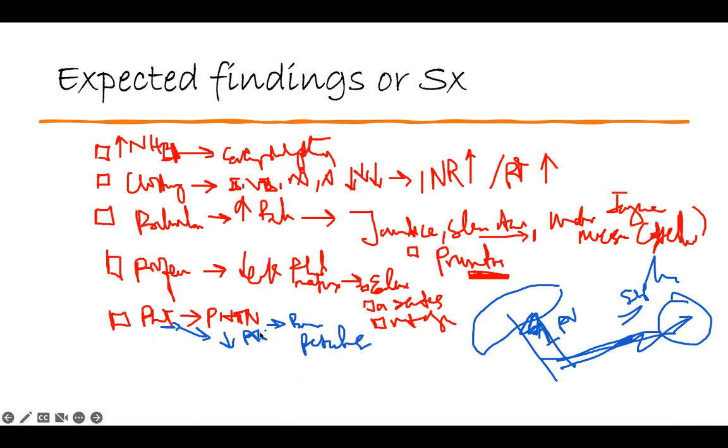So low platelets cause bruising, petechiae; protein deficiency leads to ascites, edema, weight gain; bilirubin causes jaundice, pruritus; clotting factors decrease, increasing INR, and this will also cause excessive bleeding; and ammonia leads to encephalopathy.